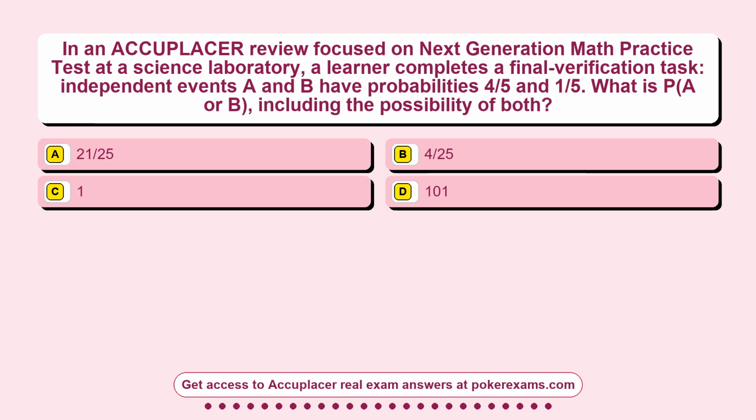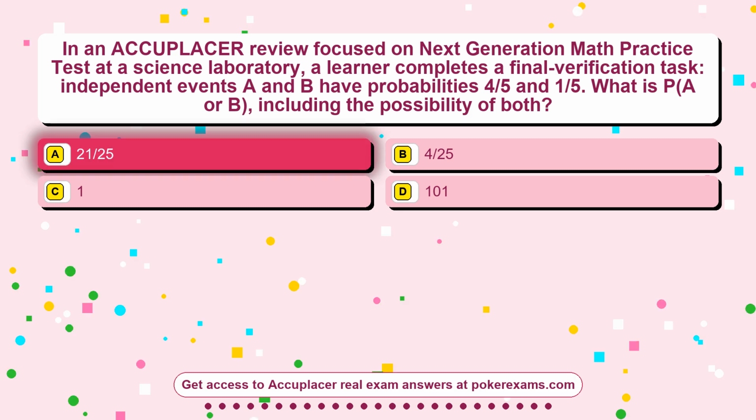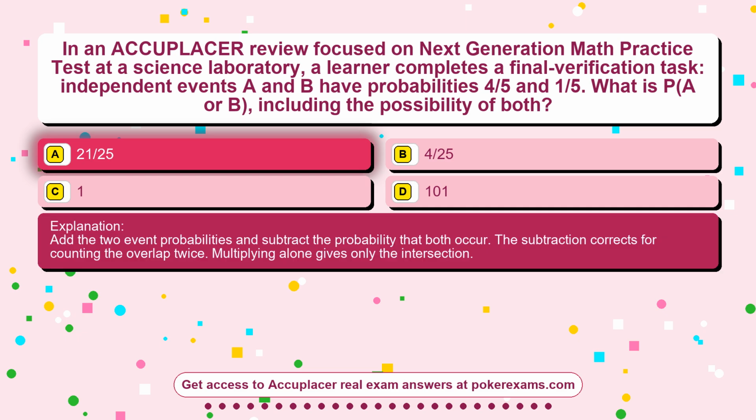Question 10. In an Accuplacer review focused on next-generation math practice test at a science laboratory, a learner completes a final-verification task. Independent events A and B have probabilities 4/5 and 1/5. What is P(A or B), including the possibility of both? Option A 21/25, Option B 4/25, Option C 1, Option D 101. The correct answer is Option A, 21/25. Add the two event probabilities and subtract the probability that both occur. The subtraction corrects for counting the overlap twice. Multiplying alone gives only the intersection.